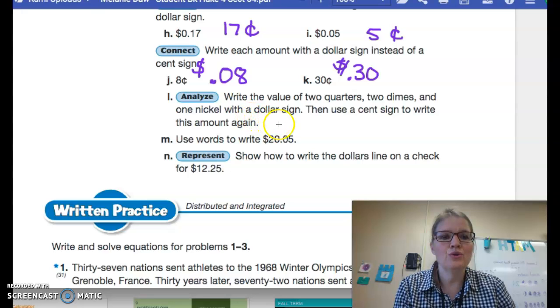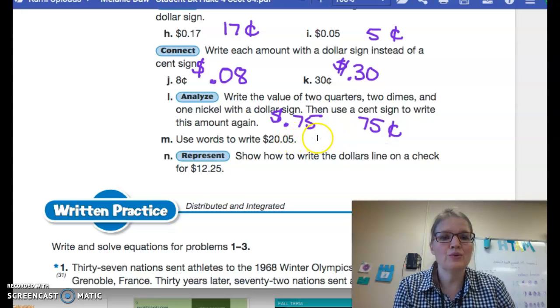Write the value of 2 quarters, 2 dimes, and 1 nickel with a dollar sign. So 2 quarters is 50 cents plus 2 dimes, which is 70 cents, and 1 nickel with a dollar sign. So that would be 75 cents, and then we put a little thing. Then use a cent sign, and we would say this, 75 cents.